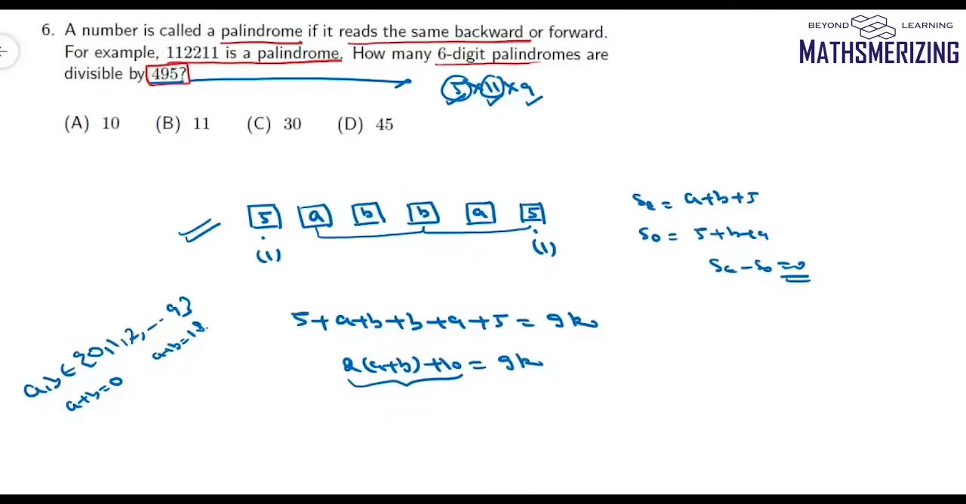So this number can be 18, and it will be 18 when we have 2 into 4 plus 10. So one of the possibilities is that the value of a plus b should be 4. So what are the possibilities? Possibilities are (0,4), (1,3), (2,2), (3,1) and (4,0). So that means we have 5 possibilities here.